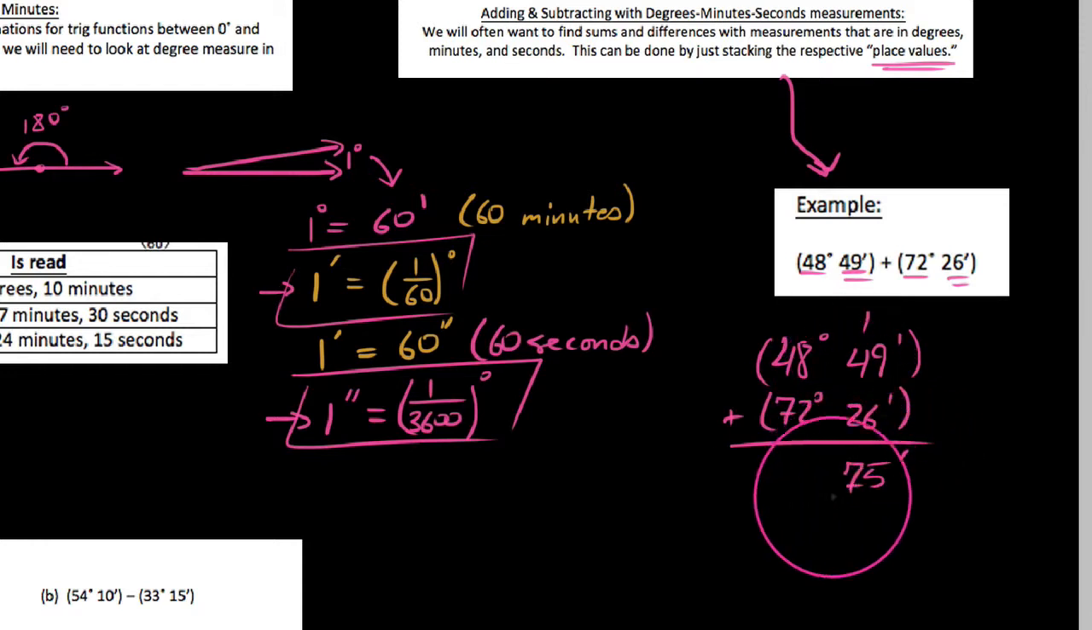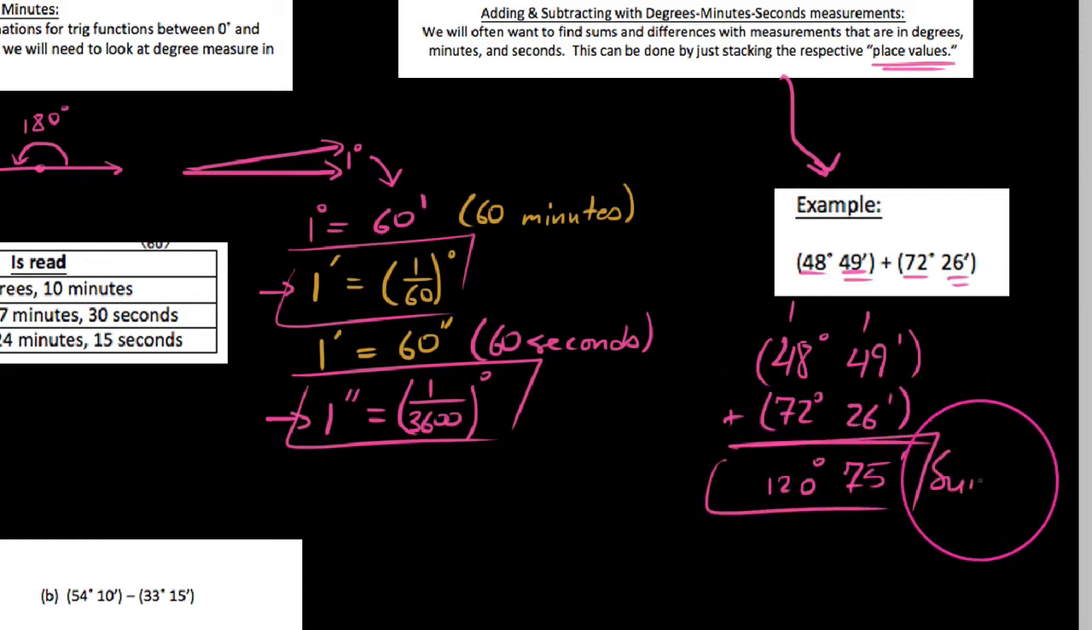So we get 75 total minutes. And in terms of how many total degrees we get here, 2 plus 8 is 10. And then 1 plus 4 is 5, and 5 plus 7 is 12. So we get this. And I've got to be honest with you, this is the sum. But one other thing I want to keep in mind is this.